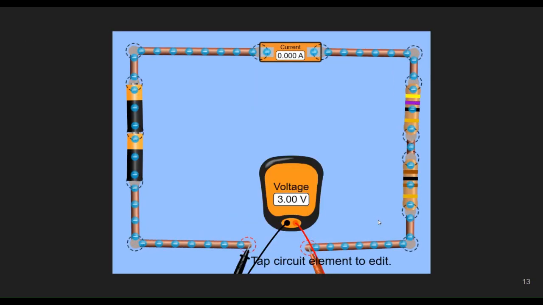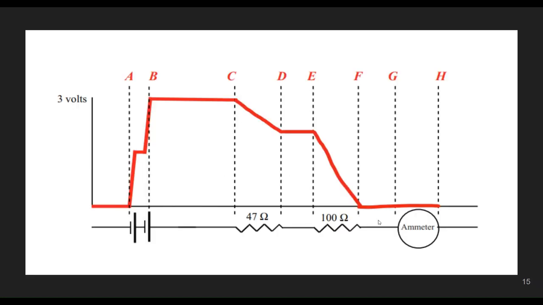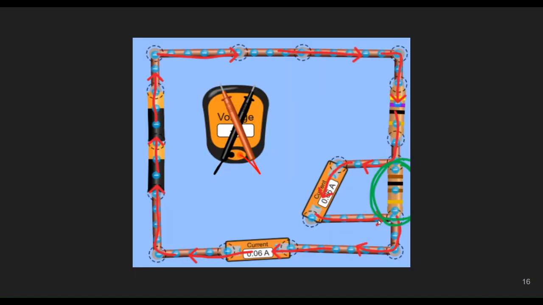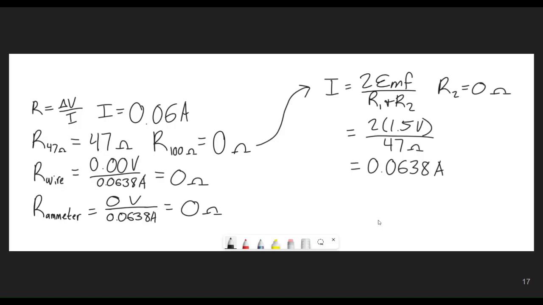Better images. Here's my work and the graph again. More work. This is showing that the resistor is being skipped, and that's because the current takes the path of least resistance. That is why, when we calculated this, the ammeters don't have any resistance, because the current is actually just skipping that. That's why it's 0.06 amps. Here's my work for that.